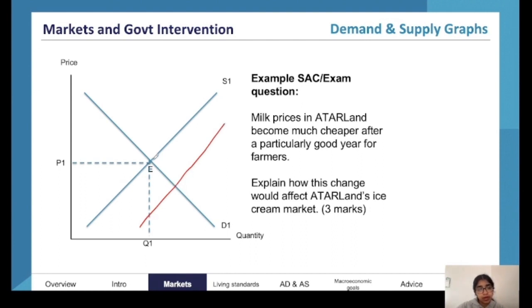At the old price, there is a surplus. So I should label this as supply 2. There's a surplus at the old price. This means that because of the surplus, suppliers lower their prices to clear their stock. This results in a new quantity supplied at a lower price. All right, so that's how this would affect the ice cream market. At the end of the day, there will be more ice cream sold, but at a lower price.